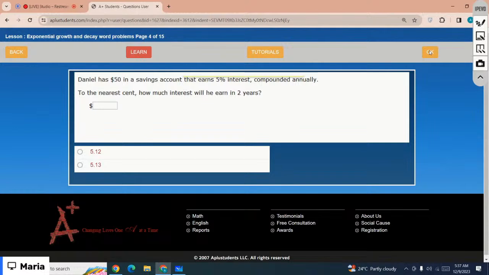Okay, the next one is Daniel has $50 in a saving account that earns 5% interest compounded annually. To the nearest cent, how much interest will he earn in 2 years? So which is the correct option? You can solve this question on your own and write the answer in the chat box.